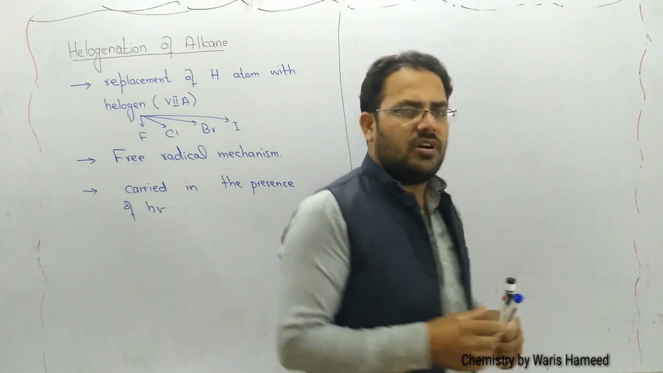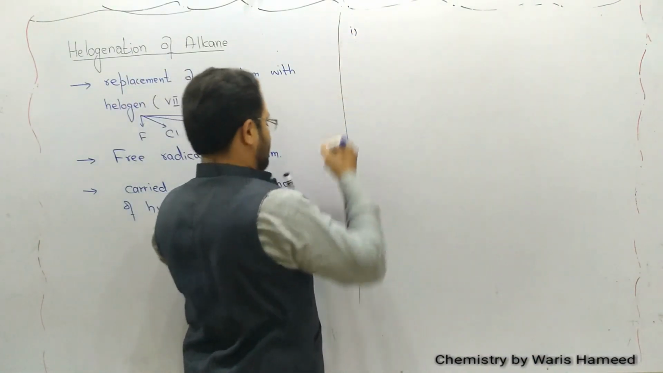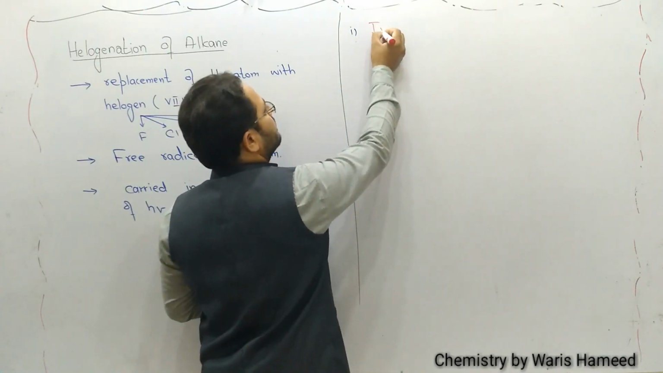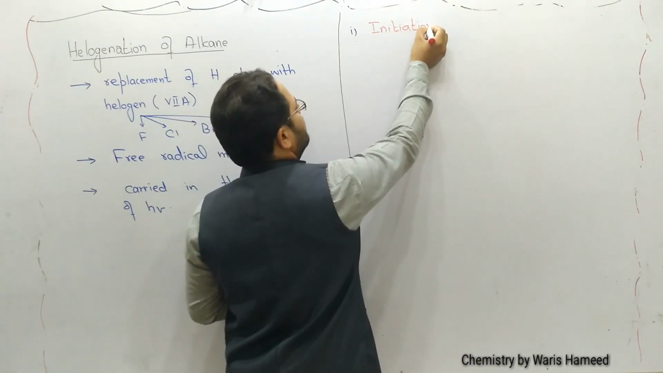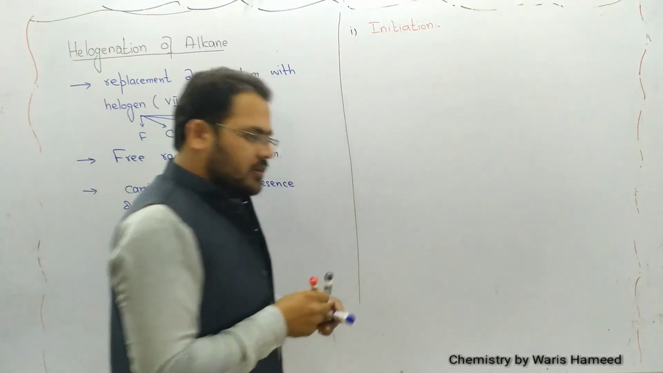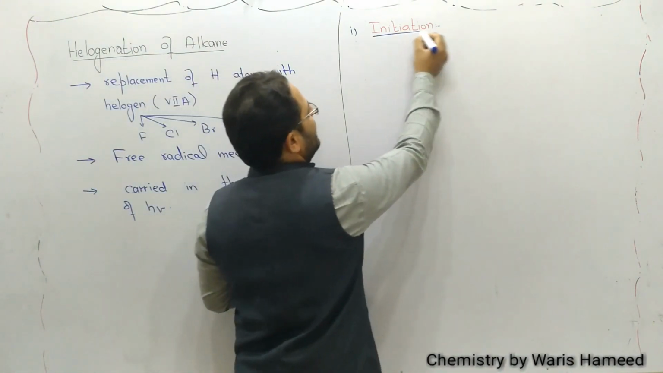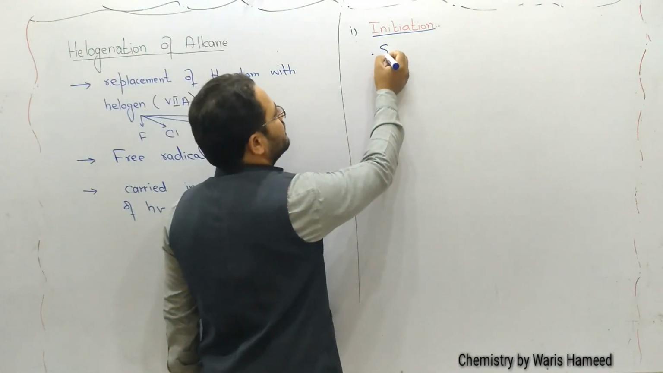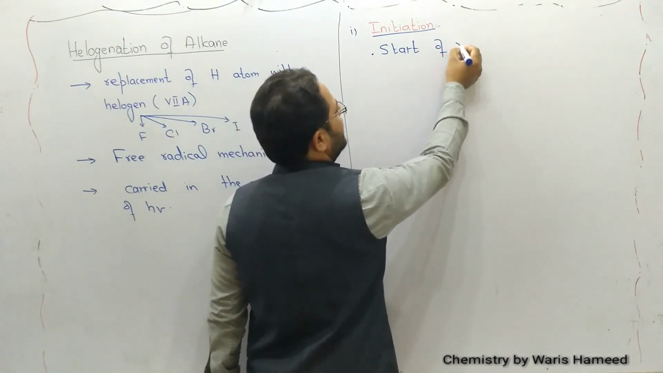Halogenation consists of three main steps. First step is initiation. It is the start of reaction. We can say that it is the very initial step of halogenation.